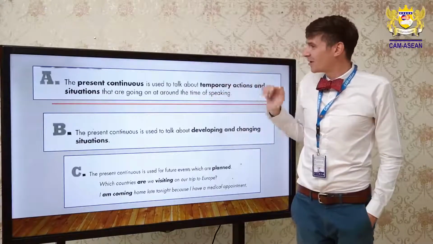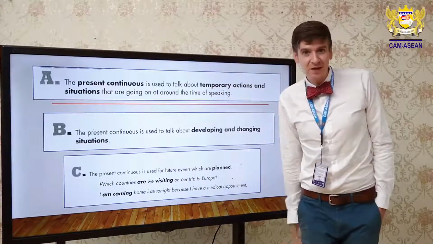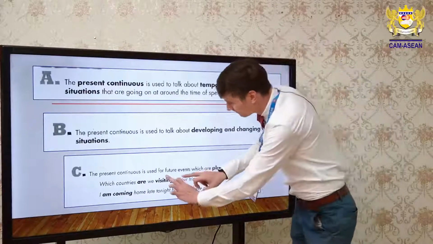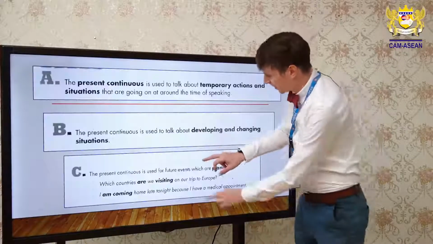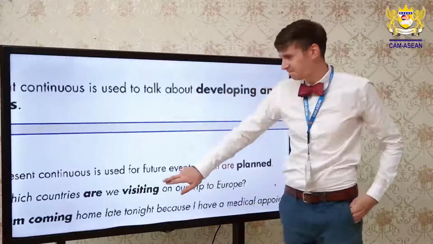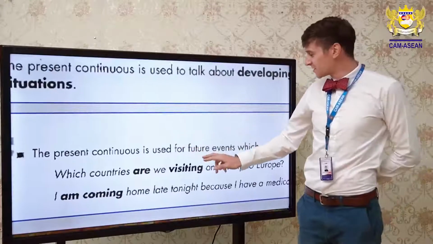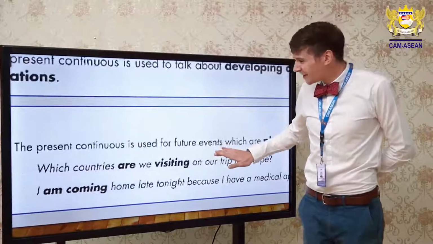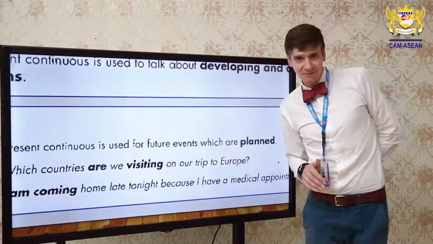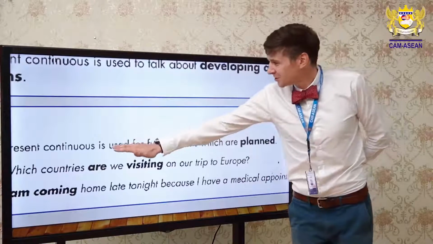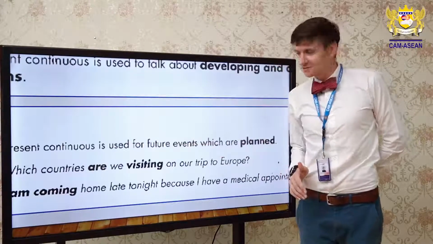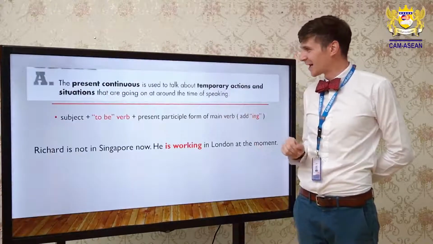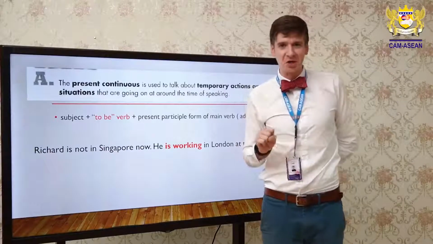All right, temporary actions and situations, developing and changing situations. And then we have our last one here. The present continuous is used for future events which are planned. And we'll look at some of those examples. So, the first situation.